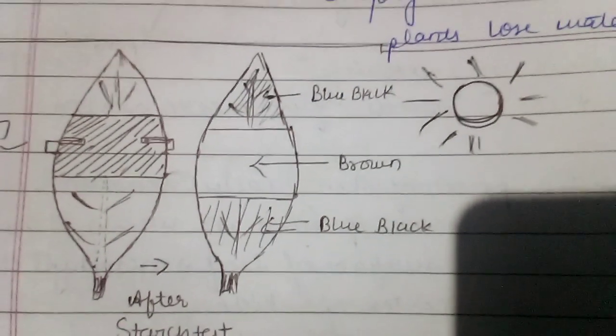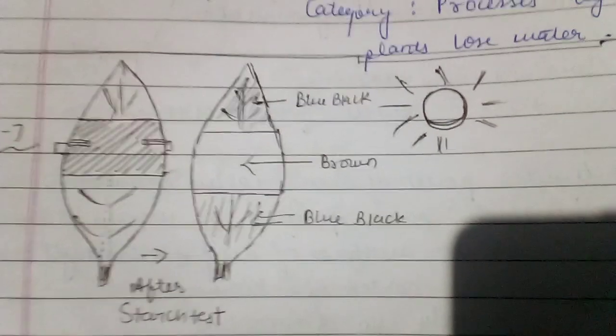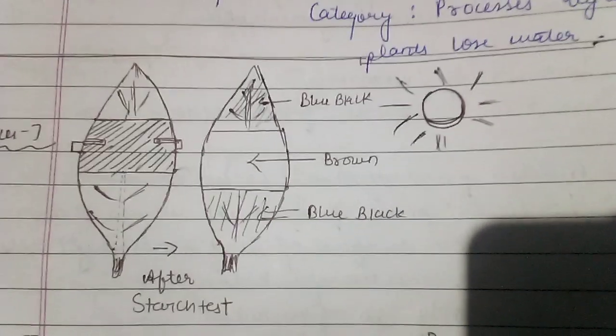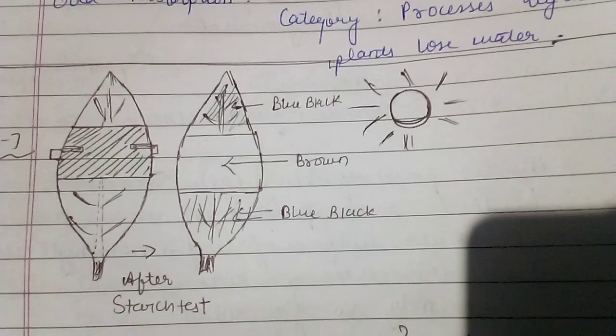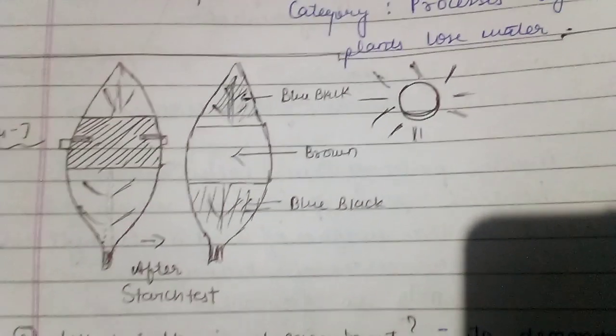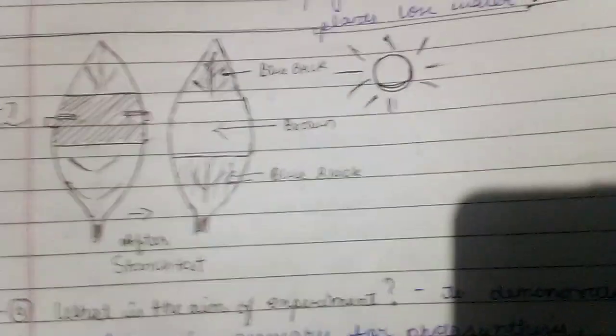It means the leaf is in a plant. It is not detached from it, and then it is kept there half covered with a black paper, in front of the sun, and after some time the starch test is carried out. What is the aim of the experiment?